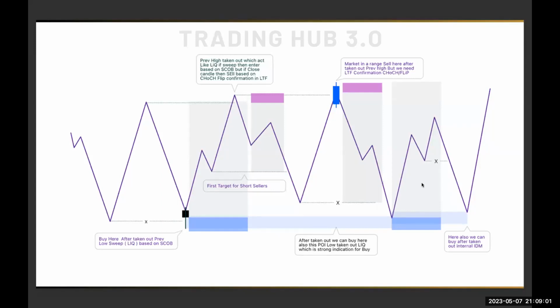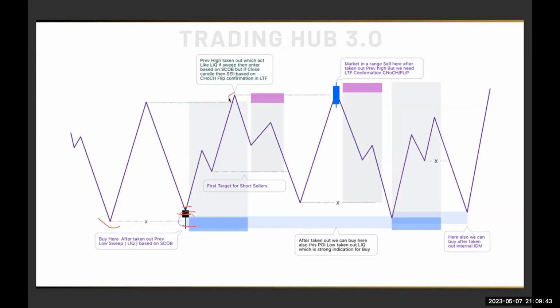If market has taken out the previous low, for example, swept the previous low, in that case, you can simply buy or sell here based on a lower time frame. Sorry, you can buy or sell based on a single candle order block with lower time frame confirmation. You don't need to wait for CHoCH or flip or anything in a lower time frame. Simply you can buy or sell based on a single candle order block because market has taken out the liquidity. And always target the main high or low as a target, as a liquidity point.